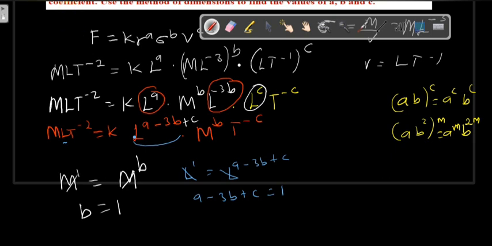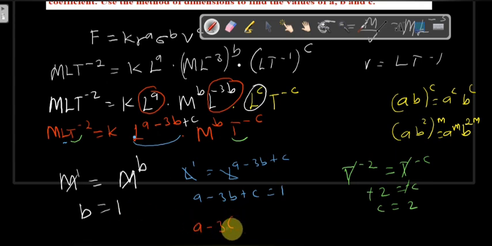So the next one will be c and t. So from this, you see that t raised to power minus 2 is equal to t raised to power minus c. This will cancel out this. Minus 2 is equal to minus c. Minus will cancel out minus, c is equal to what? 2. So we can now come back to this and find the value of a. So we have a minus 3, the value of b we calculated was 1, plus c is 2, is equal to 1.